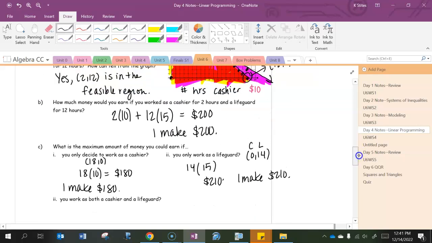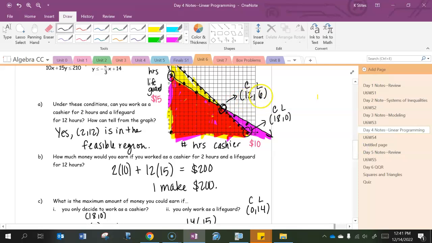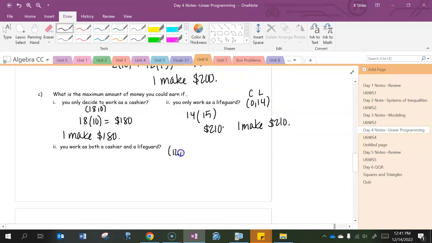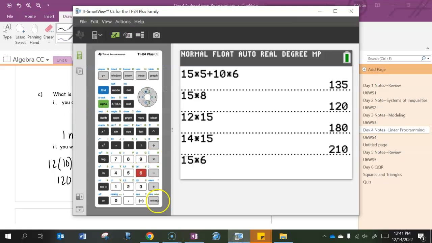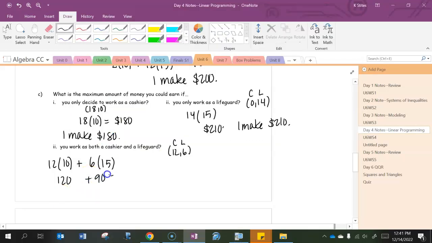Then if you work as both a cashier and a lifeguard, that vertex would be this one right here, 12, 6. Cashier, lifeguard. So again, 12 hours as a cashier and we are making $10 an hour, 6 hours as a lifeguard and we're making $15 an hour. And then this is a 120. 15 times 6 is 90. So this is $210. Okay, and there you go. So you can see it is in your best interest to either work as a lifeguard or both a cashier and lifeguard, not just a cashier.